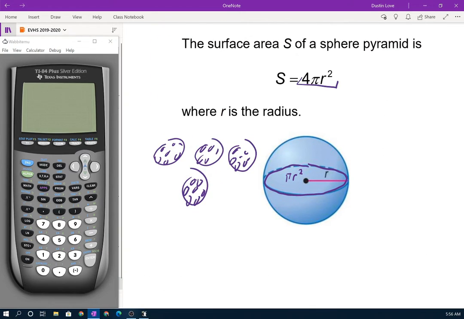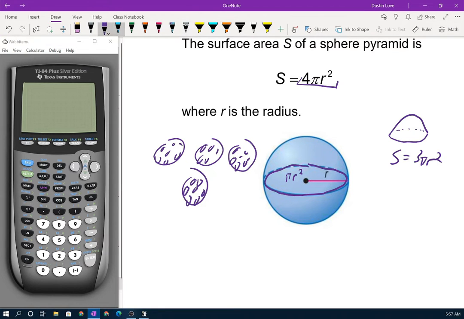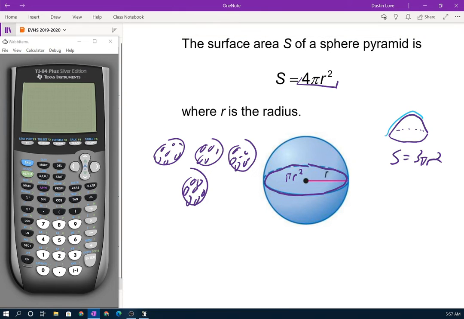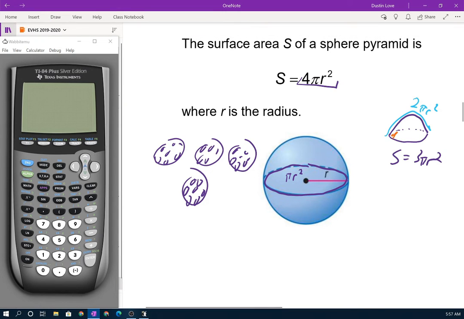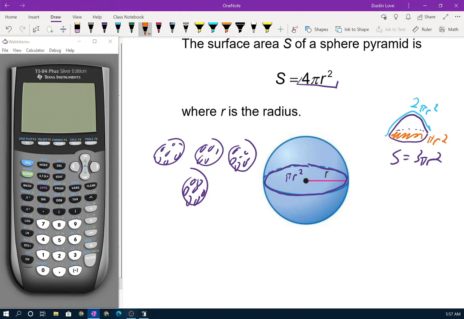Oh, incidentally, if I took a hemisphere and wanted to find the surface area of that, the surface area of the hemisphere would be 3 pi r squared. The reason for that is it's half of the sphere, so the domed part would be 2 pi r squared, and then the great circle on bottom, this down here, would be another pi r squared. So the surface area of a hemisphere is 3 pi r squared.